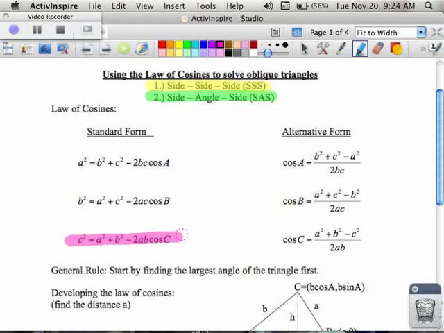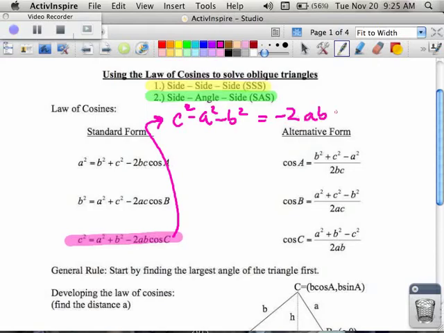So what I want to show you is, when I know one formula, I can always change it into anything else. So this formula right here, at the bottom left. If I move the a squared and the b squared to the left-hand side of the equation, I would have c squared minus a squared minus b squared equals negative 2ab cosine capital C. You don't have to actually write this down. I just want to show you how I can get to any formula.